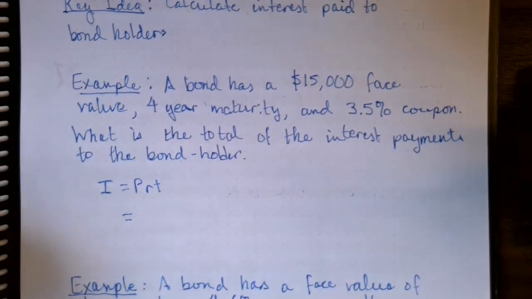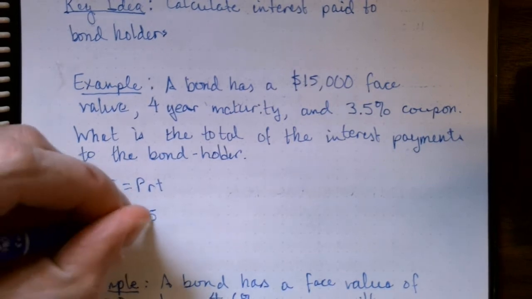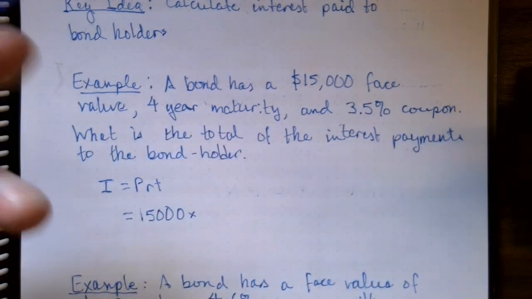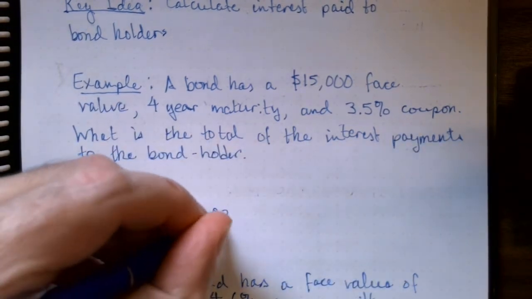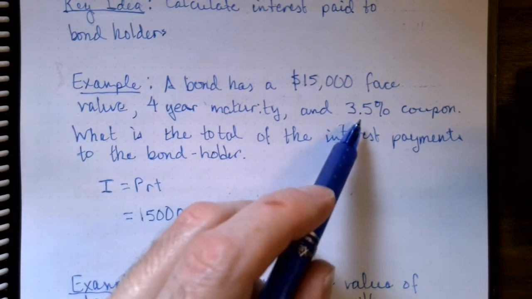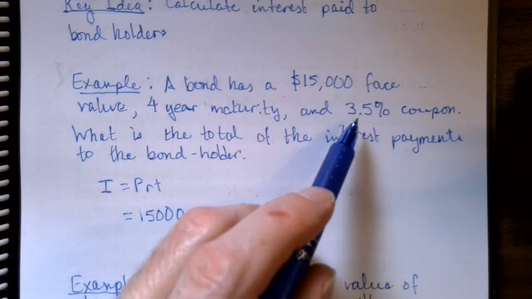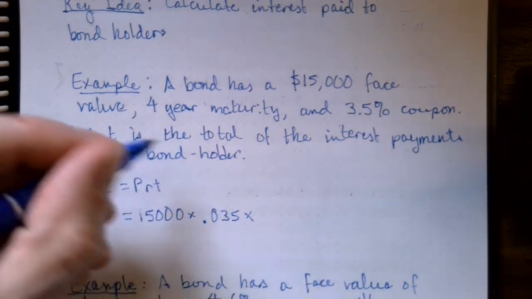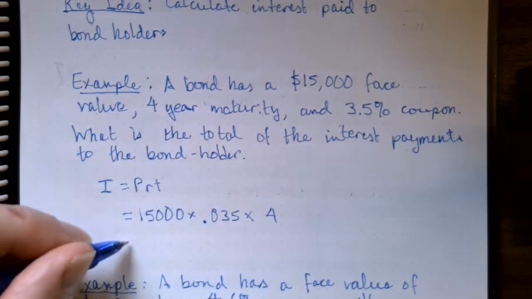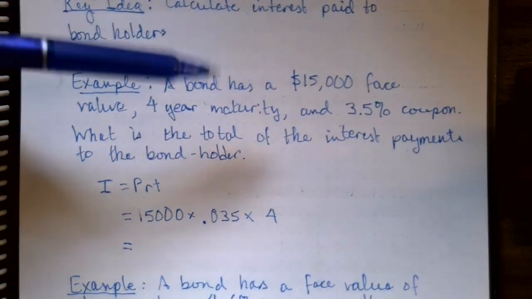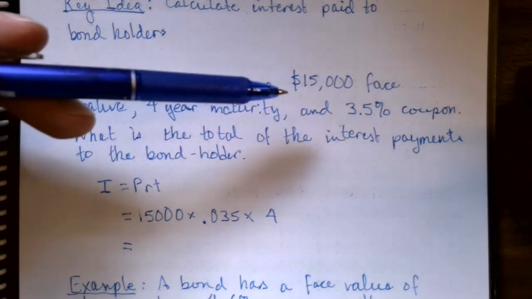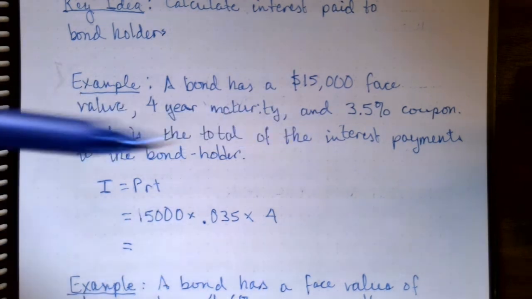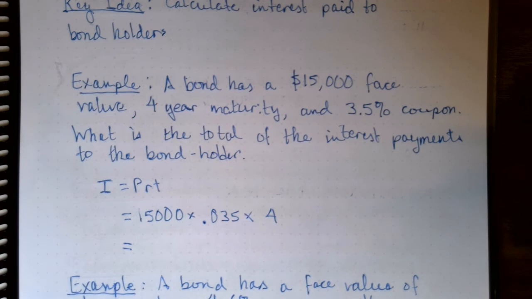Now, some of these words are a little different than what we had used before. They're just terms that are used when dealing with bonds. The face value is the amount of the loan. In other words, the principal. So we take $15,000. The coupon is the interest rate on the bond, 0.035. Remember, we have to convert that to decimal form. Whenever we're doing a calculation with a percentage, we want to convert it to the equivalent decimal form. And the maturity is the length of the loan. Okay, so this $15,000 face value bond is a loan of $15,000 over 4 years at 3.5% interest. And we can just do that calculation there.